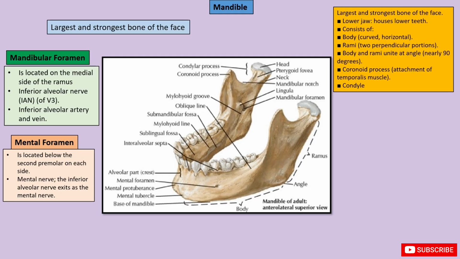Also, we should know the mental foramen that is located below the second premolar area. So the mental nerve, that's the last branch of the inferior alveolar nerve. It passes through it. Now, this is a very good table of the meninges, where we can see the dura mater, arachnoid mater, and the pia mater.